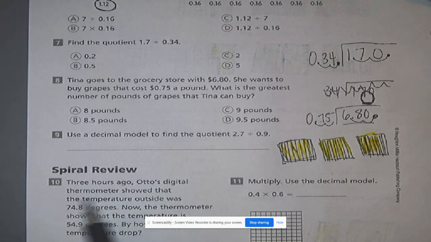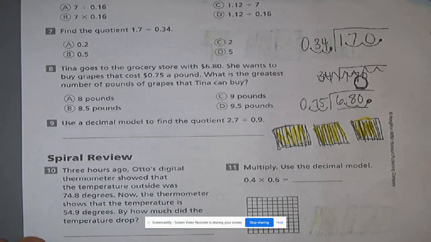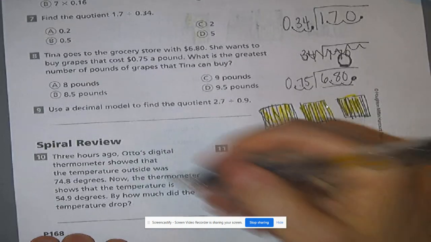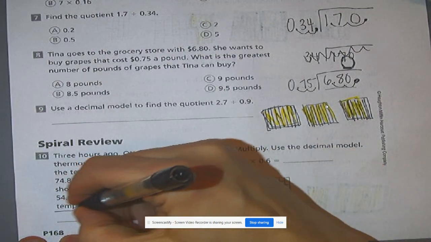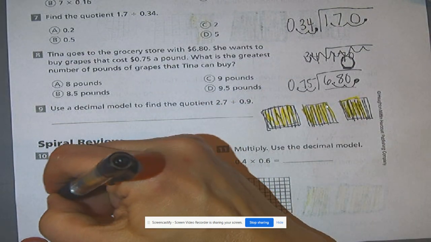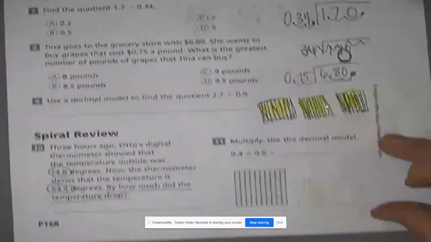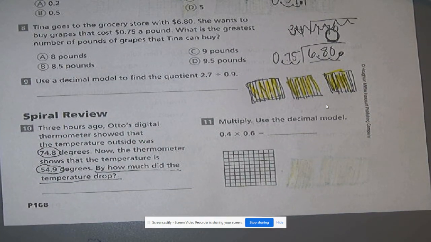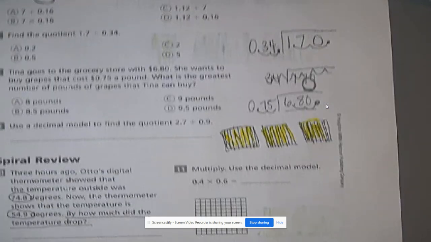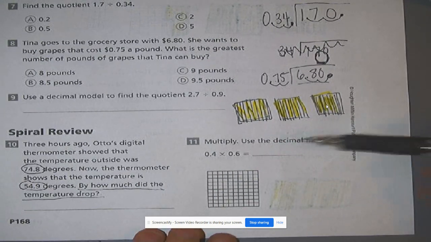All right, 3 hours ago, Otto's digital thermometer showed that the temperature outside was 78 degrees. Now the thermometer shows that the temperature is 54 9/10 degrees. By how much did the temperature drop? So that's what we need to find out. We know it started at 74 8/10, and then it dropped to 54 9/100. So what are we going to do to find the difference? And when we add and subtract our decimals, what do we do first? We line them up.